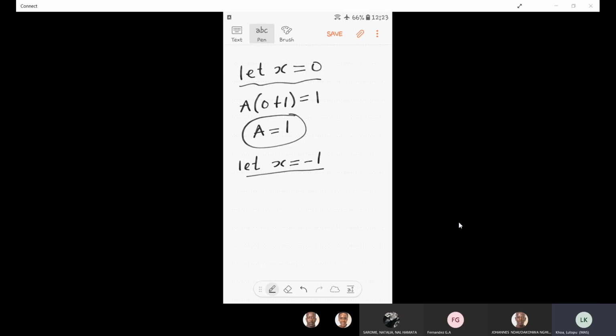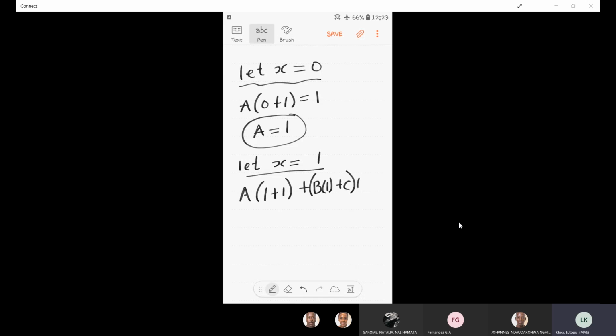So let me just use 1. When x is equal to 1, so I have A and then I have 1 plus 1. I'm just substituting because it's x squared, which is 1 squared, it's 1, and then B times 1 plus C.